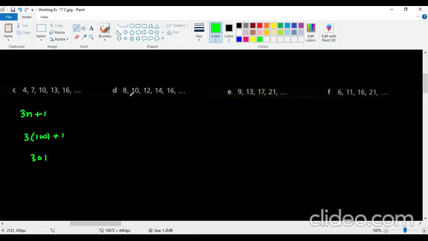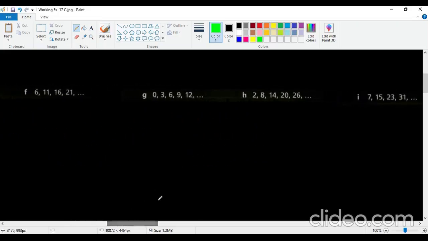The difference between these is 2. So 2n. So to make a 2 an 8, you need to add 6 to it. That means 200 plus 6 is going to be 206, your answer. The difference between these ones is a 4, as you can see. And to make a 4 a 9, we need to add 5 to it. That means 400 plus 5 is going to be your answer. 405 is the 100th term of this sequence.